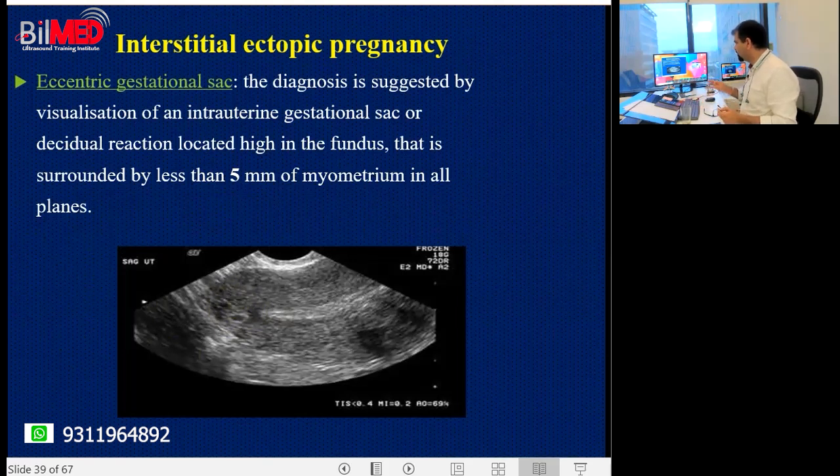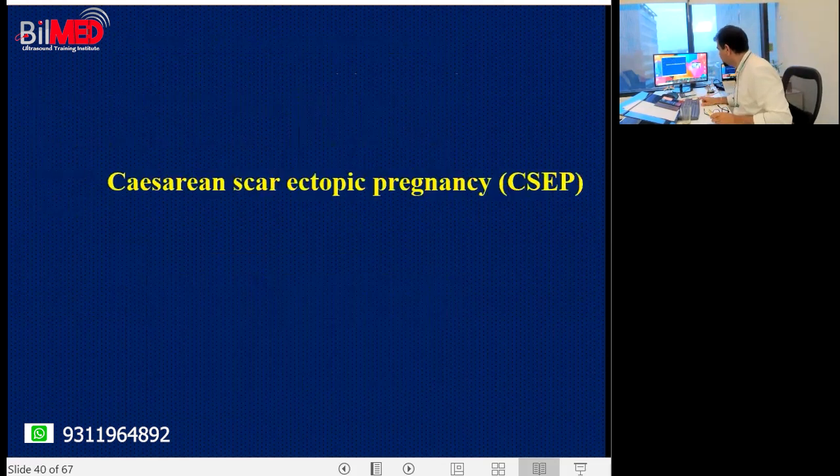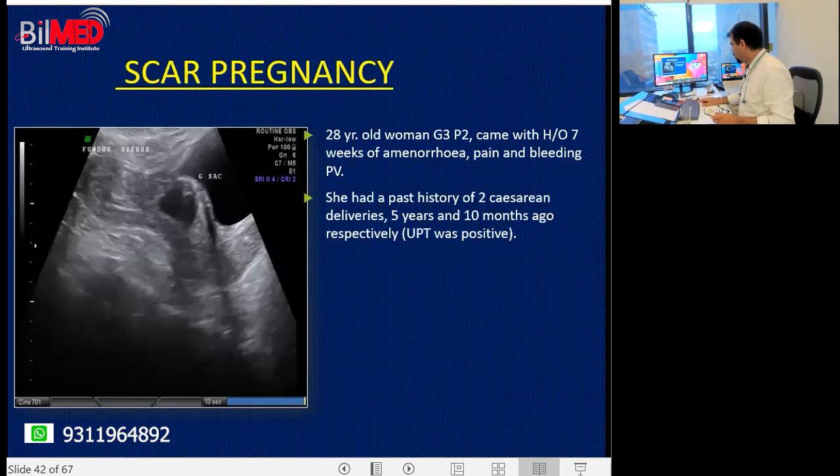So there is a gestational sac with a residual reaction located high in the fundus. It will be high in the fundus. These are very important points. We are quickly taking this session because this is not a course over here. This is a CME, so please don't miss any word. So this is high up in the fundus, and there will be less myometrium surrounding the sac. Note it down. I will show you the pictures of this later on. Of course, we do have cesarean ectopic pregnancies.